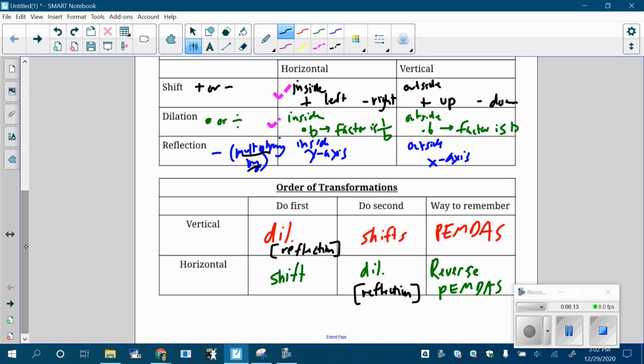You need to know this. What's on the screen right now, you must know. It will really help you with this trig graphing. If you have this down, graphing this trig stuff is not going to be too bad. Okay.